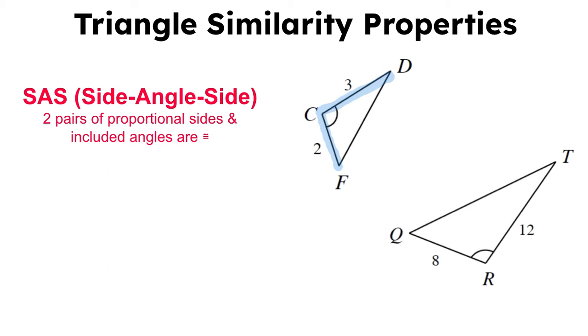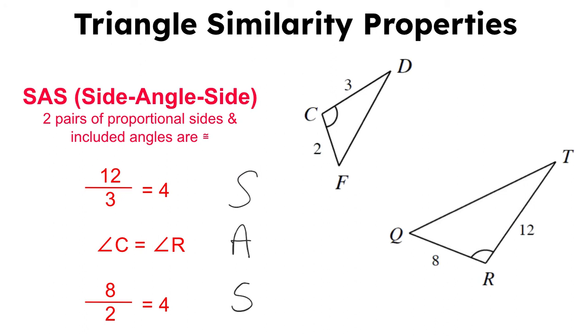If we look at the other triangle here, we've got triangle QRT. So QR we know, RT we know. That included angle here is the one that's marked the same. So let's check our proportions or our ratios. So 12 over 3 gives us 4. We already talked about how those included angles are the same, so C and R are the same. And then finally our last set of sides here, 8 over 2, gives us the same ratio. So this is side, angle, side. We have two pairs of sides that are proportional to each other, and then the included angle is equal.